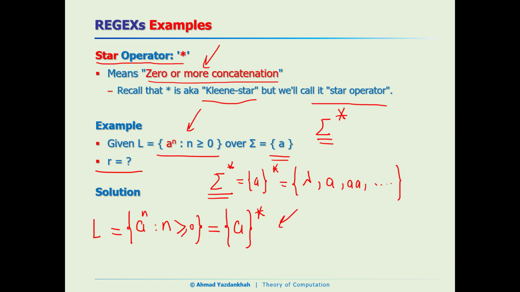What is the regex of this language? We already know that the regex of this will be A, and we put just a star over it. So it means that the regex of this language will be A star. One more time, let me interpret and translate it. What is the meaning of A star here? It means zero or more concatenation of this symbol. So A star, in fact, represents all of these strings.